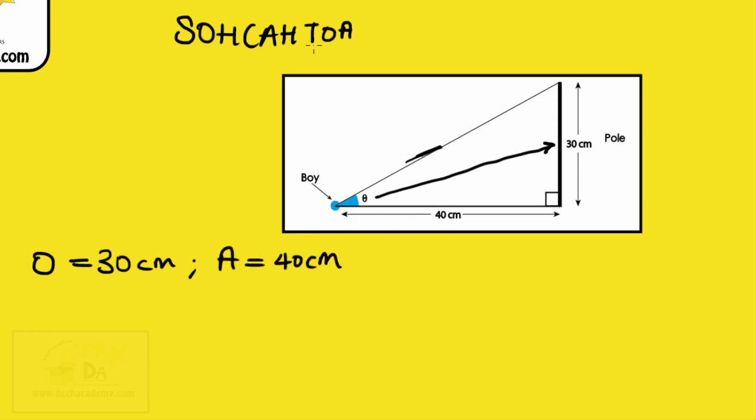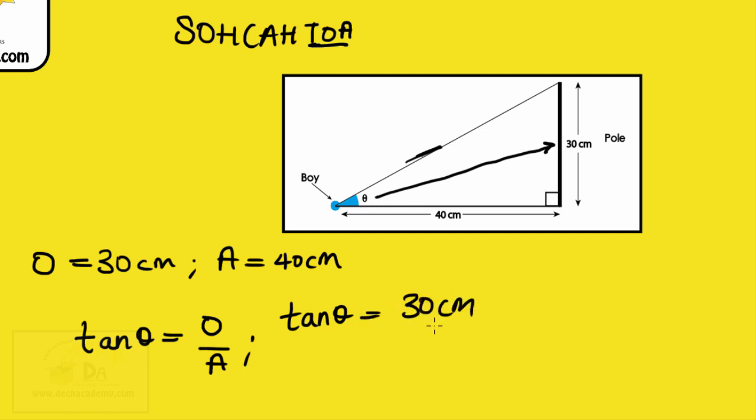From SOHCAHTOA, you know that the tangent of an angle, so the tangent of, in this case, theta, is equal to the length of the opposite side divided by the length of the adjacent side, which means the tangent of theta is equal to 30 centimeters divided by 40 centimeters, which is the same thing as 3/4. 0 cancels 0, centimeters cancel centimeters. So tan theta is 3/4.